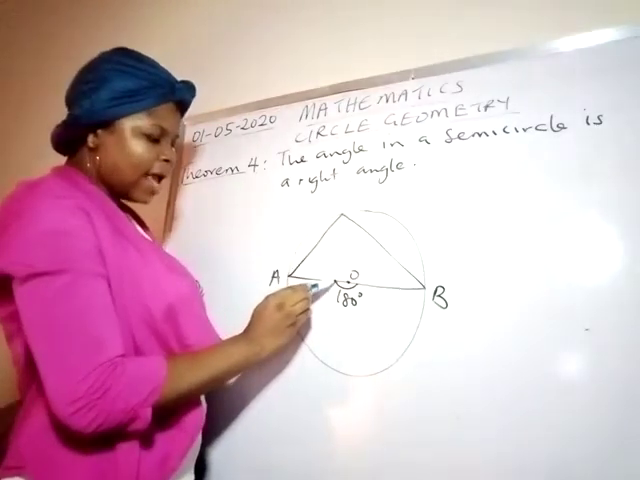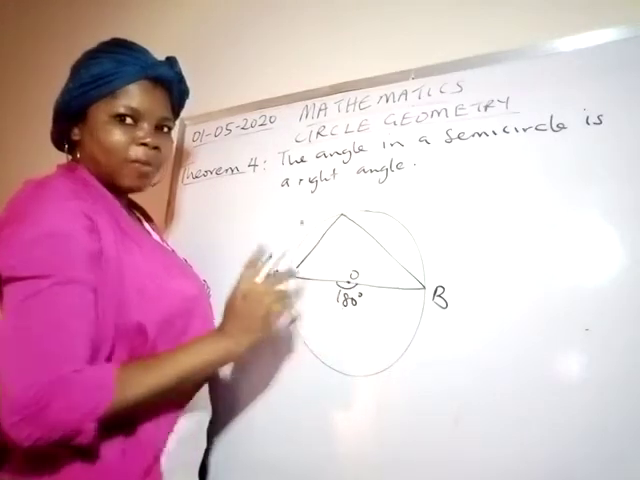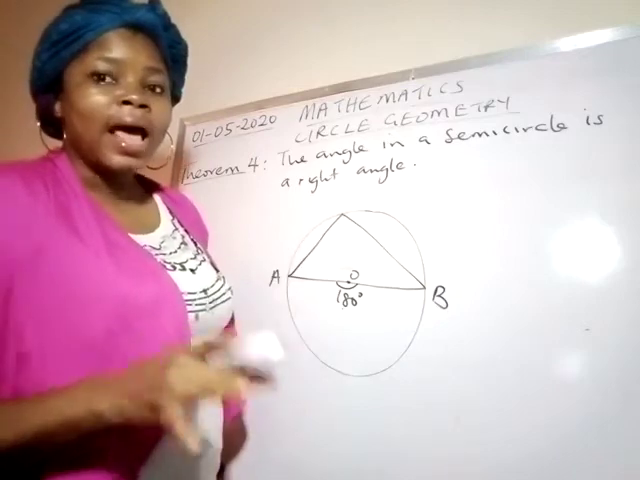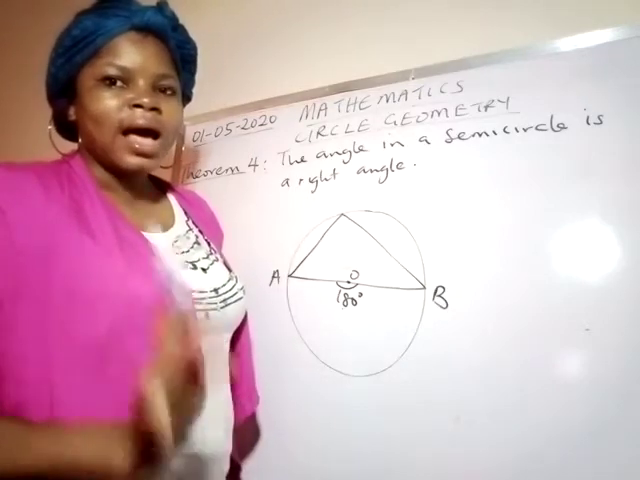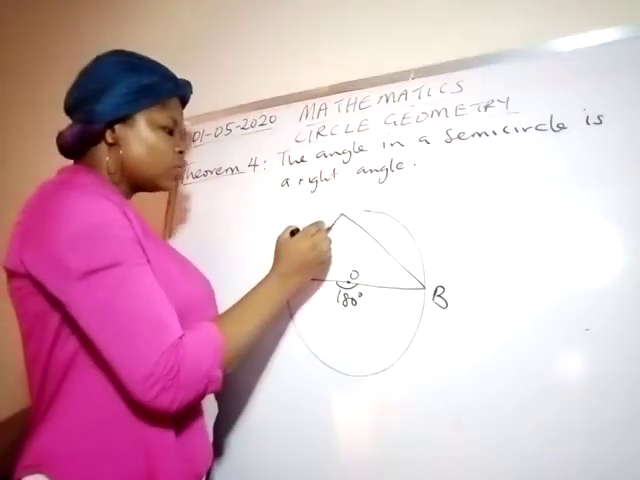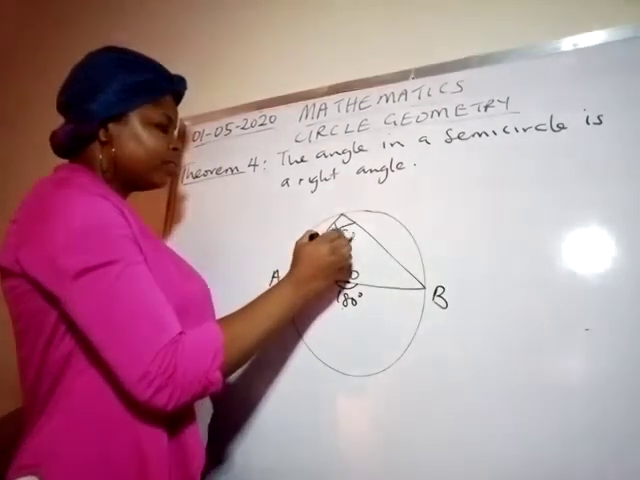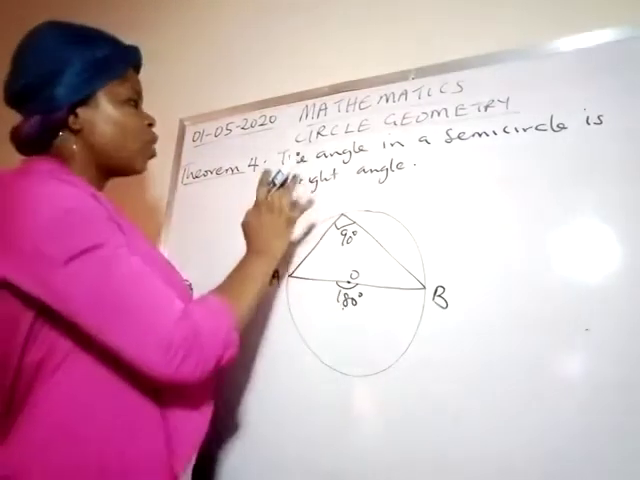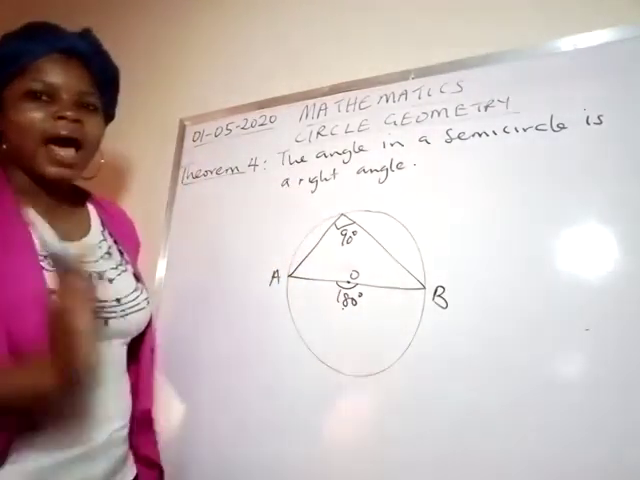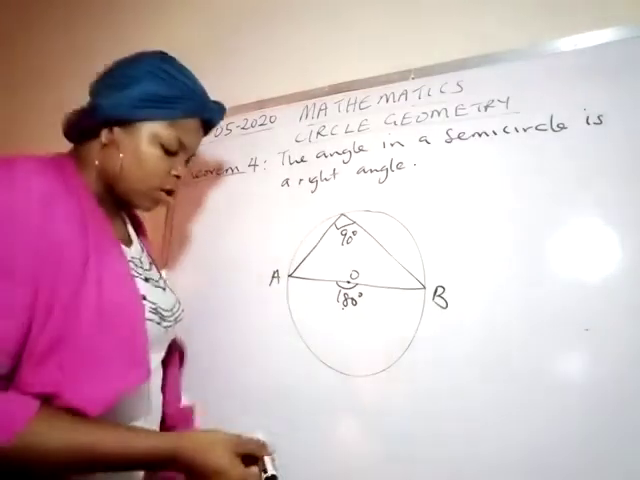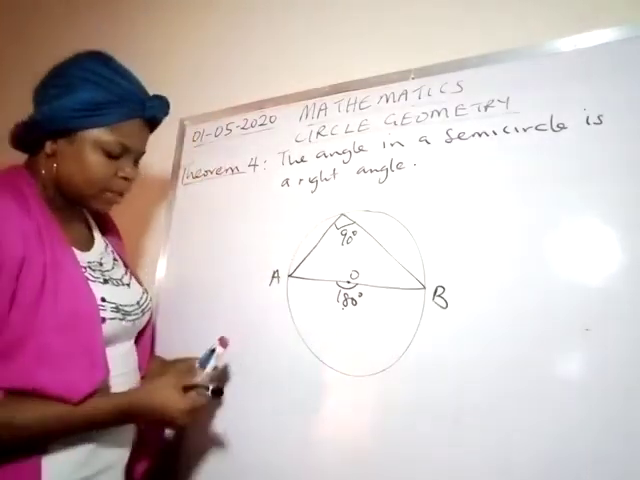As you can see, the angle here is 180, and we know that there's a theorem that says the angle at the center is twice the angle at the circumference. So this is going to be 90 degrees, because 180 divided by 2 gives me 90 degrees. That is what gave this theorem: the angle in a semicircle is a right angle. So your right angle can be anywhere.